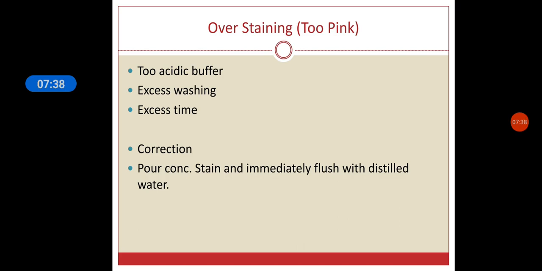So how will you correct a too pink smear? Why are they too pink? Either because the buffer is too acidic, or because of excess washing, or because of excess time that you have kept for staining. Clear? So how will you correct all these things? To correct this too pink stain, what will you do? You will add a concentrated stain, and then immediately flush the stain. That is the correction for a too pink smear.